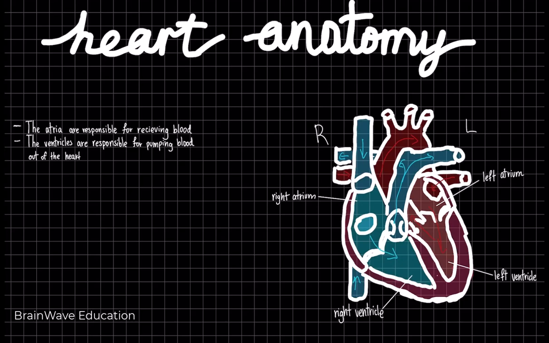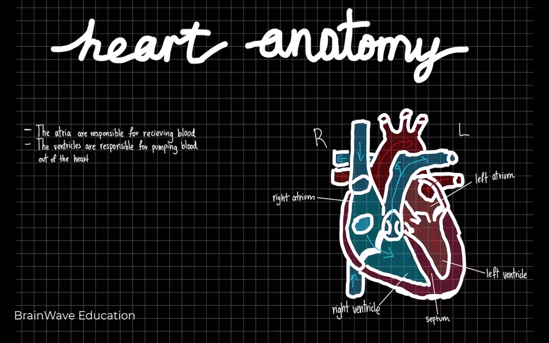Running down the middle of the heart is a thick wall of muscle called the septum. The septum separates the right and the left side of the heart. This is so that the blood on both sides of the heart does not mix.